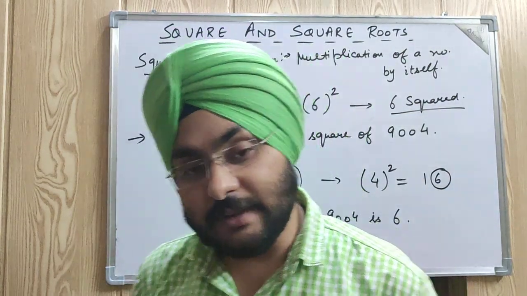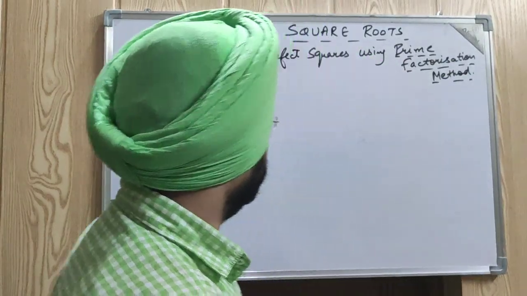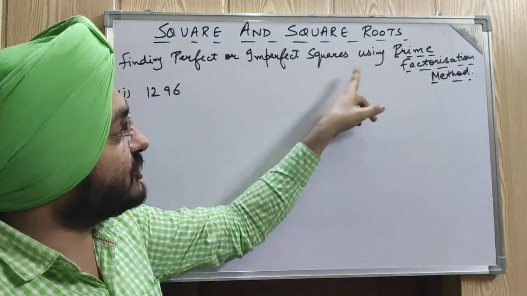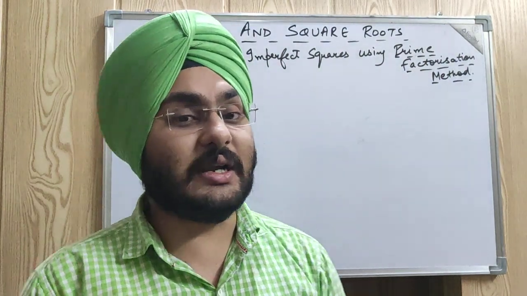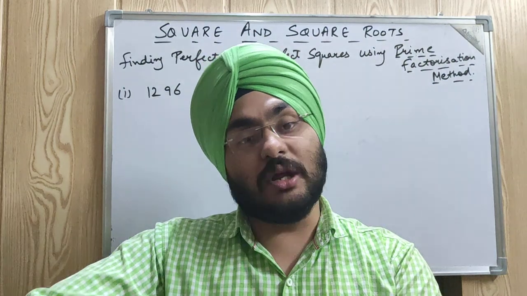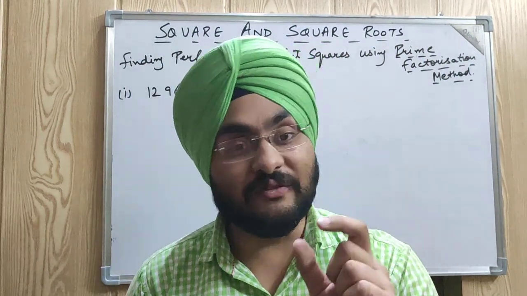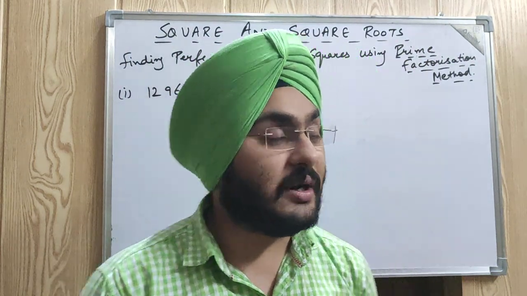So coming to the next topic: how to find whether the given number is a perfect square or an imperfect square. What do you mean by a perfect square and an imperfect square? Suppose I have taken a number. If the number you get is the square of some number, it will be a perfect square, and the numbers other than that will be imperfect squares.